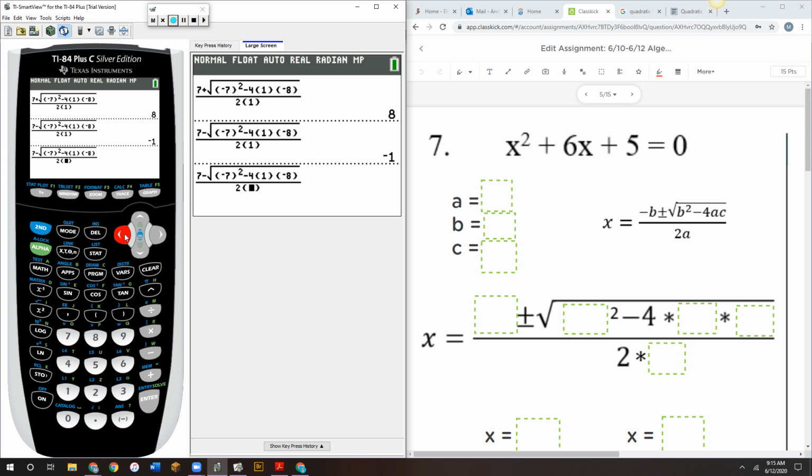This happens to have an a value of 1 again, so I can leave that in the bottom. This time the c value is a positive 5. Now, if I just type a 5 here, I still have the negative. I don't want the negative, so I'll hit the delete key. Then I can arrow back.